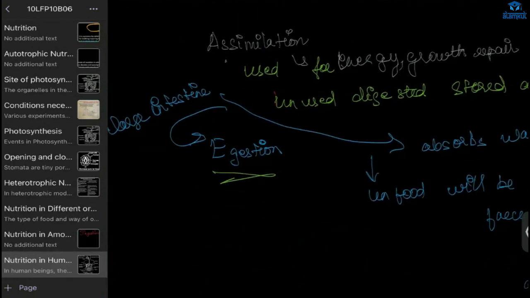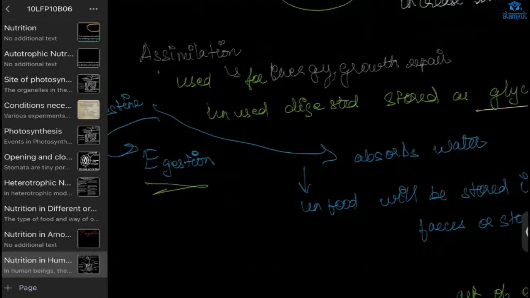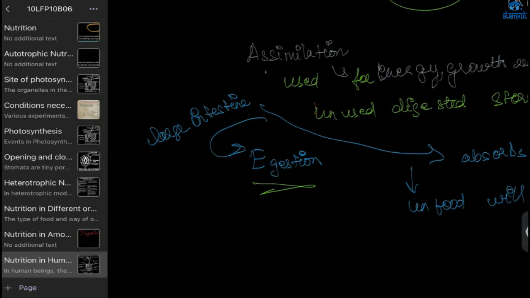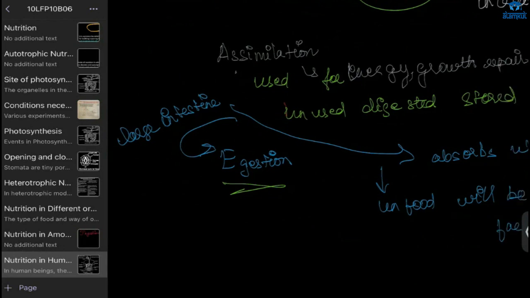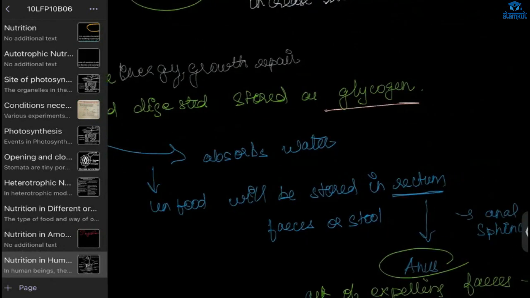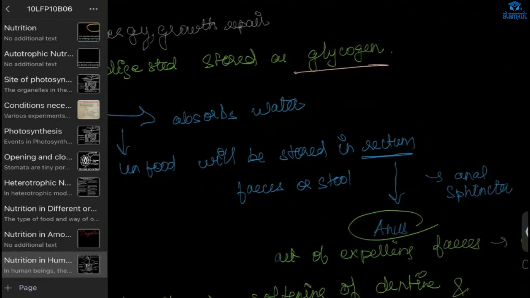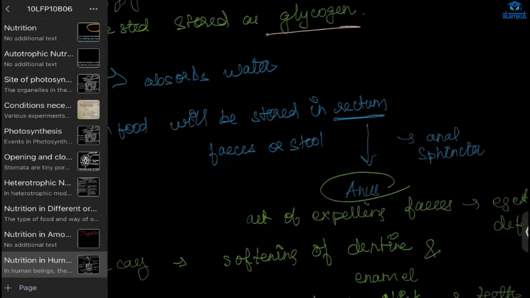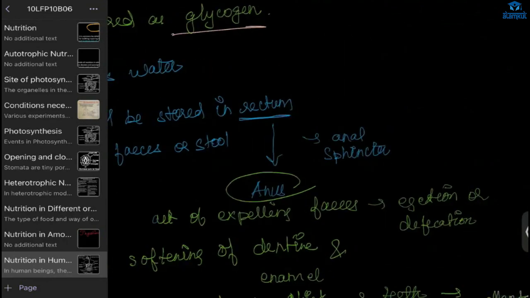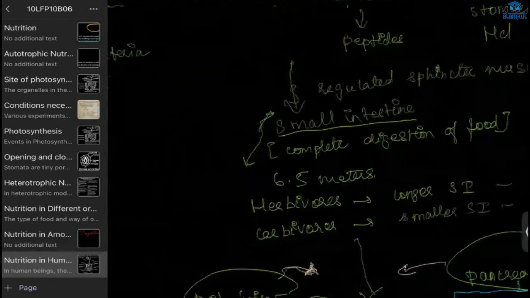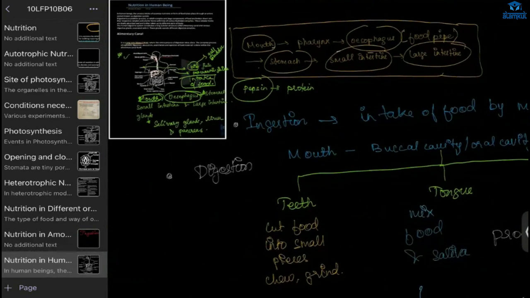Then the undigested food, what will happen? It will go through the large intestine and water will be absorbed. Undigested food will be stored in the rectum and it will pass out by the anus. The act of expelling feces is called egestion or defecation. That's all. All of this occurs here. Understood how this is happening?